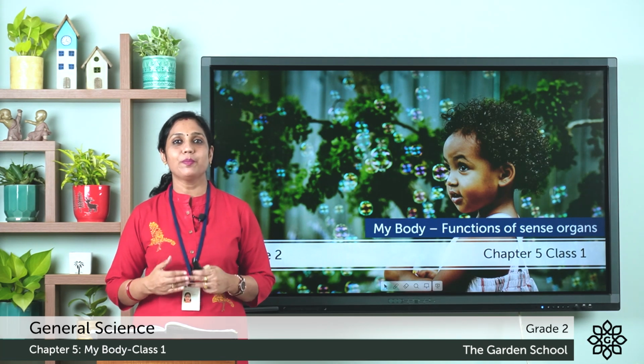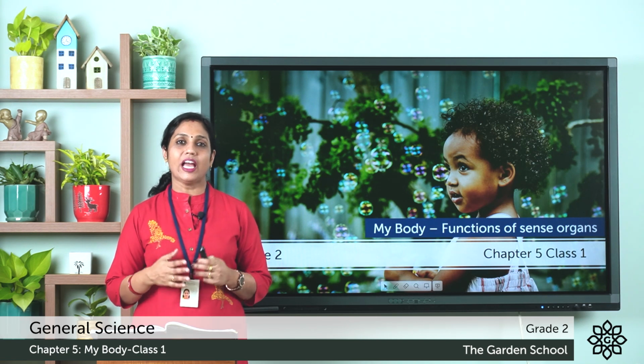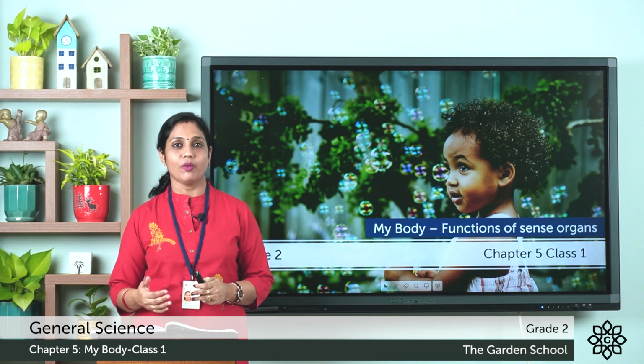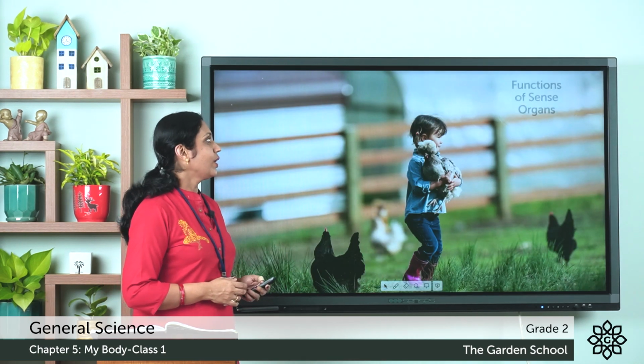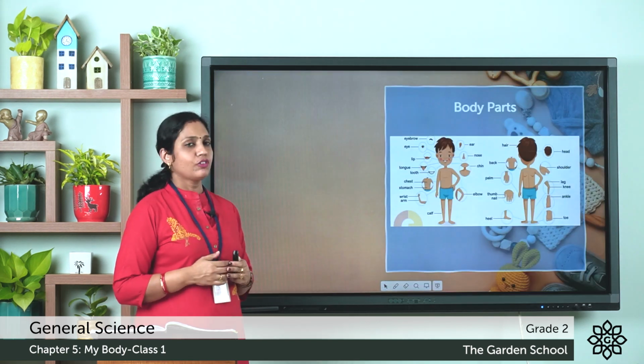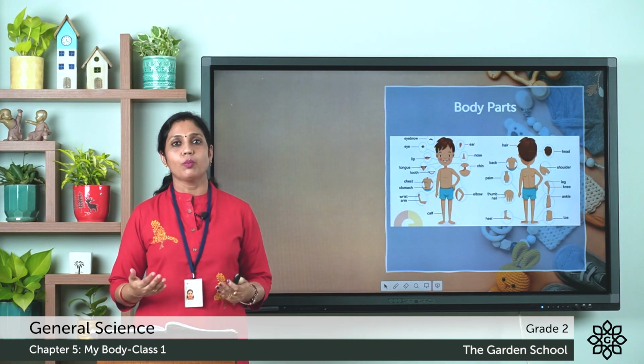Today in General Science, let's start our next chapter. It is My Body. So we have learnt about our body parts earlier. So today we are going to learn more about our body. So today we'll be learning about the functions of sense organs. So first let's just revise our body parts.